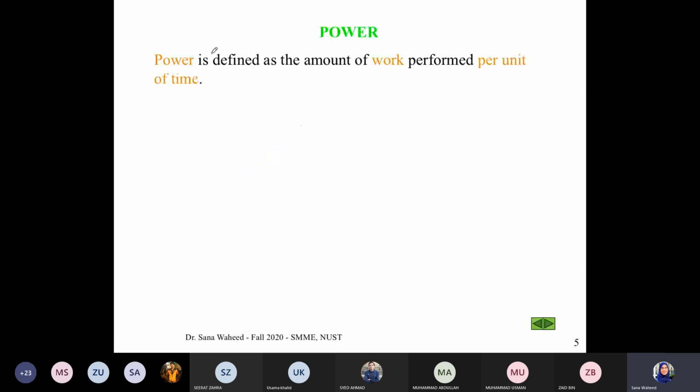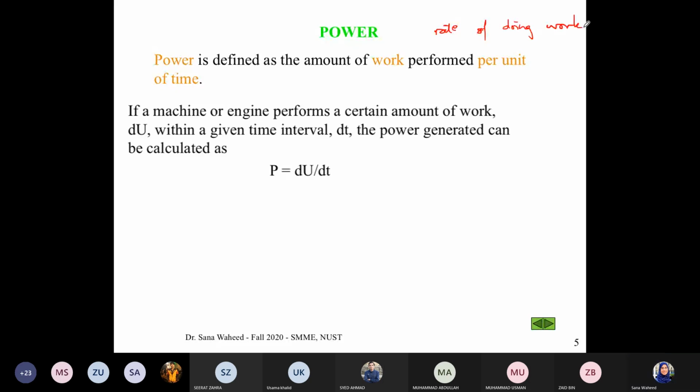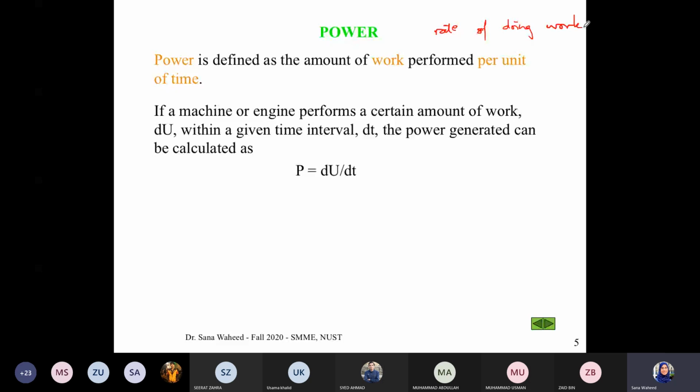As I already said, power is actually the work done per unit time. So it's the rate of doing work, in other words, right? If you're looking at a particular instance, then you are well aware that this rate is the time differential of whatever property we're concerned with. So we are looking at the rate of work done, hence power mathematically is defined as just dU by dt, right? The rate of doing work.